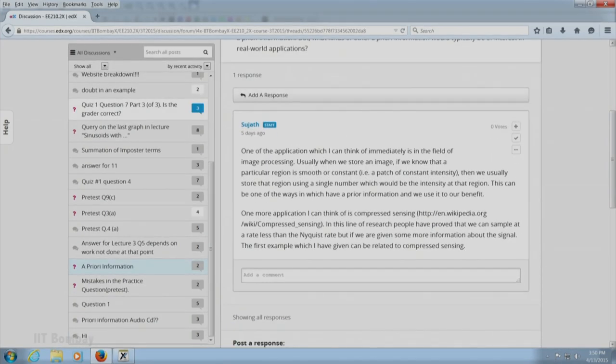My teaching associate Sujat Nair has very beautifully answered the question to some extent. He has talked about the example of images. So, it is two dimensional information. There is some part of the image which is smooth. If it is smooth enough to be a constant, you need just one number to represent the whole region of smoothness. That is an extreme case of a priori information in a certain region.